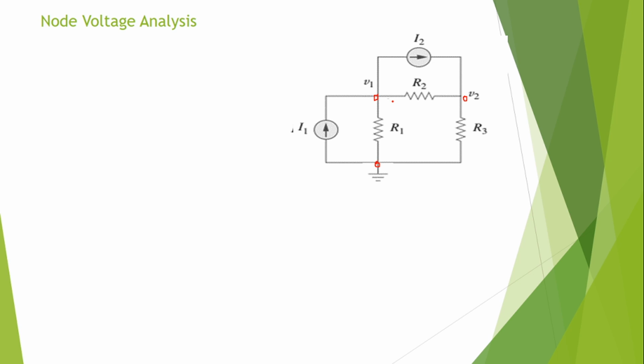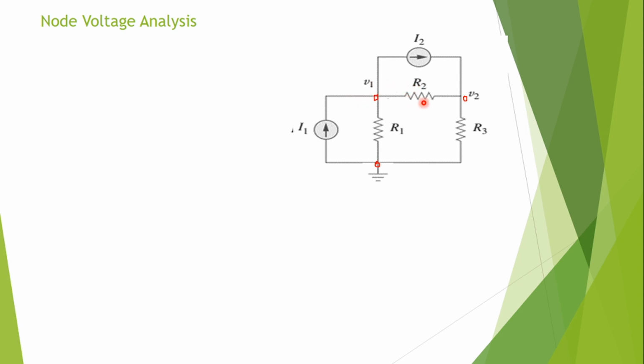What is the next step? The next step is to apply KCL to all the nodes. So I will consider the node V1 and apply KCL to this node. What does KCL say? Sum of the currents at a node is equal to 0, or sum of the incoming currents is equal to sum of the outgoing currents. For the source currents, the direction is indicated. So based on the direction, you can consider it as an incoming current or outgoing current.